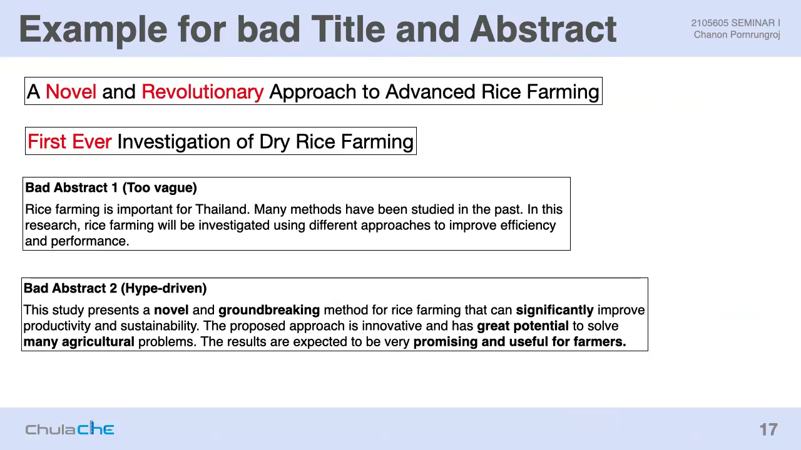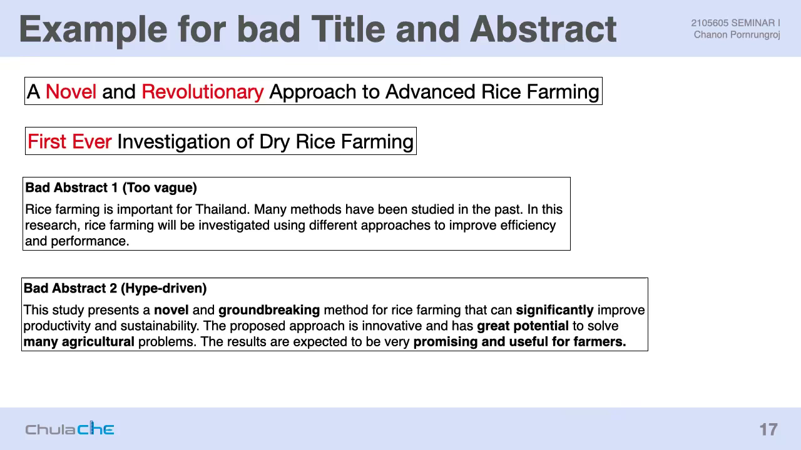This is an example of bad and good titles. As I mentioned, you shouldn't mention something like this: novel, revolutionary, first ever. So that's not good. And a bad abstract would be something also too broad, right? Rice farming is important for Thailand. Many methods have been studied in the past. In this research, rice farming will be investigated using a different approach, no idea what approach that is, to improve efficiency. This kind of thing is too broad. You can see, right? You have to be a bit more specific.